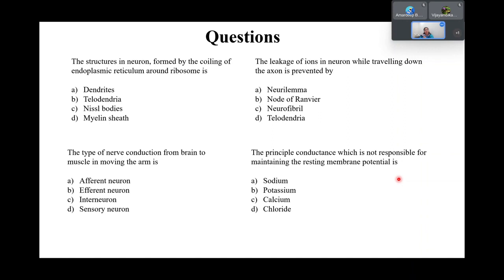Okay. The first one we had discussed, it was Nissl bodies. Second was neurilemma, the layer with the Schwann cells, myelin sheath. Third, from the brain to the muscles, so it is the efferent neurons. And the last was calcium, because we had discussed sodium, potassium, and chloride. Chloride was being neutralized by the other two ions, sodium being mostly in the outside region and potassium mostly in the inside region. Calcium we had discussed when we were talking about transmission at the synapses.